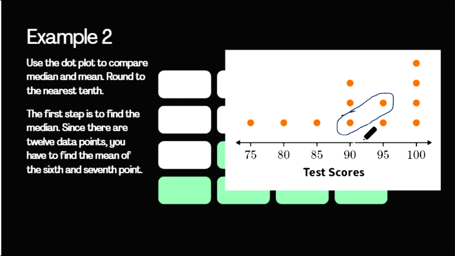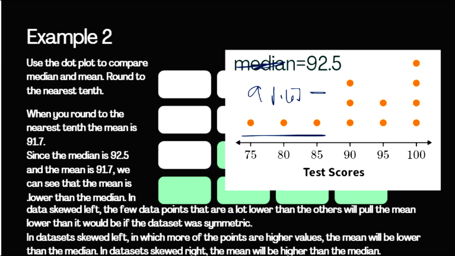So we do 90 plus 95 divided by 2. 90 plus 95 is 185 divided by 2 gives us 92.5. So our median for this dot plot is 92.5. All right. Ignore all of my mistakes. When you round to the nearest tenth, the mean is 91.7. Okay, so they added all this together and already found the mean.